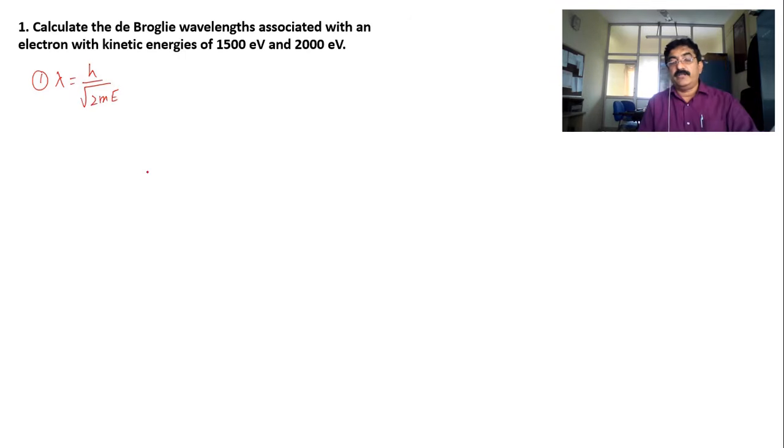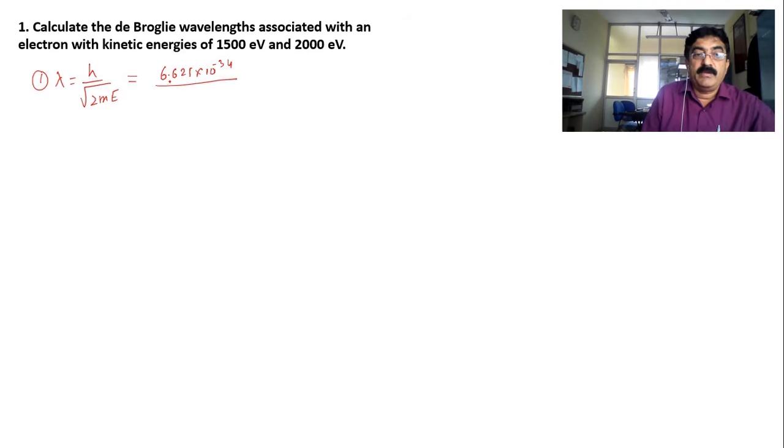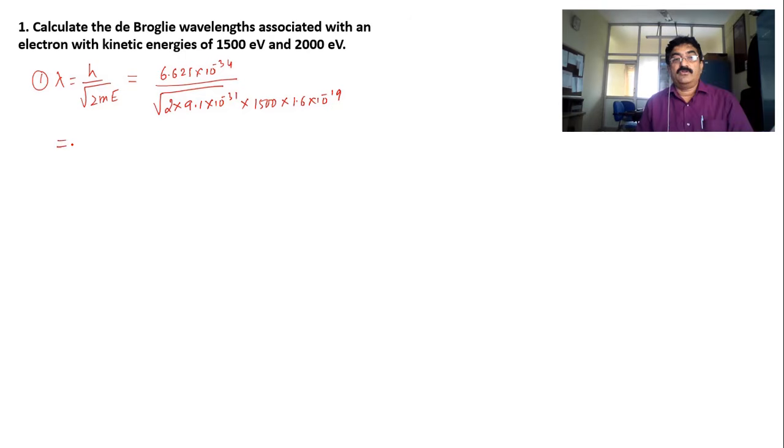Dear students, while doing numericals, better you keep your calculator by your side, and calculators are allowed even in the main examination. Scientific calculator is allowed. Okay, well, h is 6.625, so this is what I told, this will be there in the question paper, so you need not remember this value, divided by square root of 2 into mass of the electron 9.1 into 10 power minus 31, energy is 1500 into 1.6 into 10 power minus 19. That's all about the substitution. You can pause the video and check the calculation.